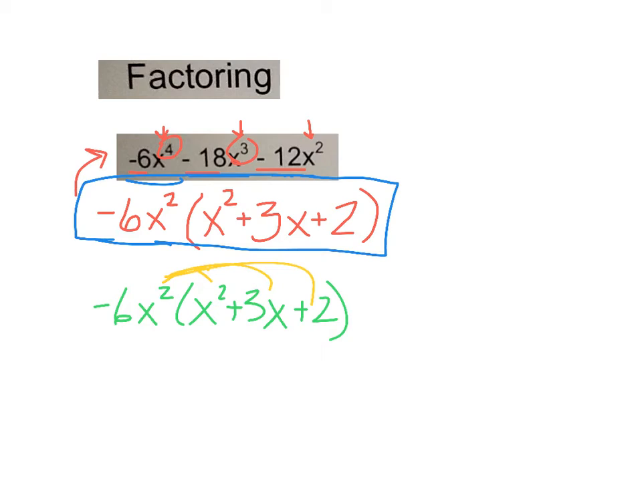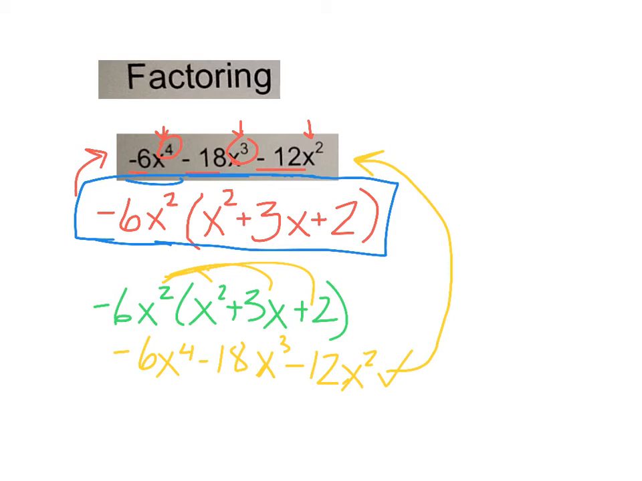So -6x squared times x squared is -6x to the fourth, and -6x squared times 3x gives us -18x to the third, and lastly -6x squared times 2 gives us -12x to the second power, and this one matches up with that one, so I know I have the correct answer.